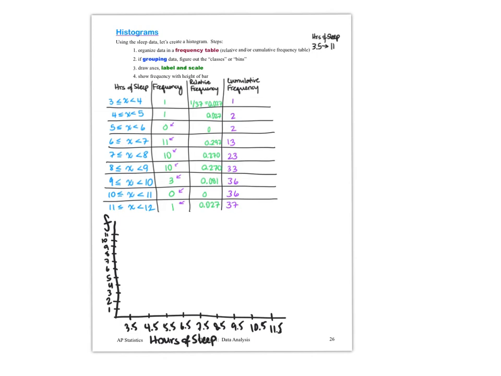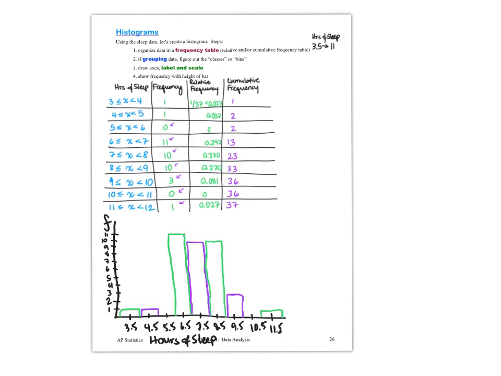So the next thing that we're going to do is start creating the bars associated with our histogram to demonstrate the frequency of each one. So to begin with, we're going to have 2 bars of frequency 1 each between 3 and 5 hours of sleep. Okay, so here is our frequency histogram.